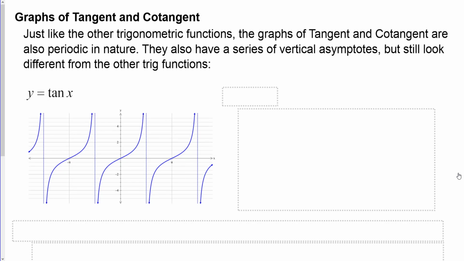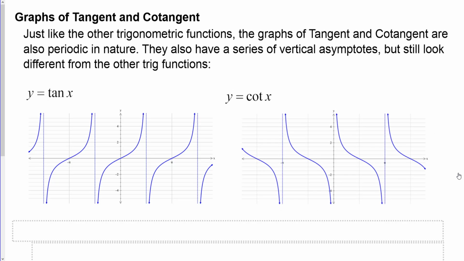So with secant and cosecant, you had the u-shapes. With sine and cosine, you had the waves. And with tangent, you get shapes like this. Cotangent, however, is very similar. In fact, it almost looks like just the reverse of tangent.